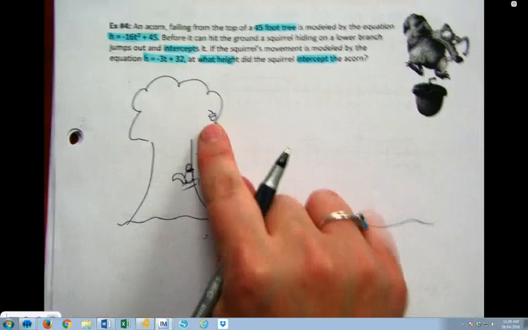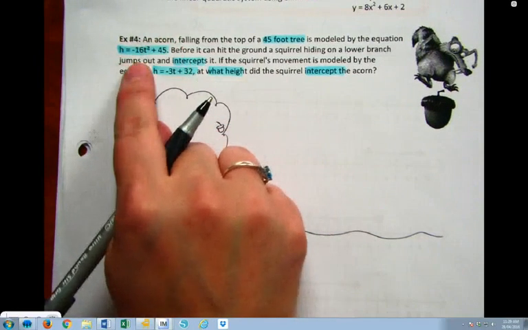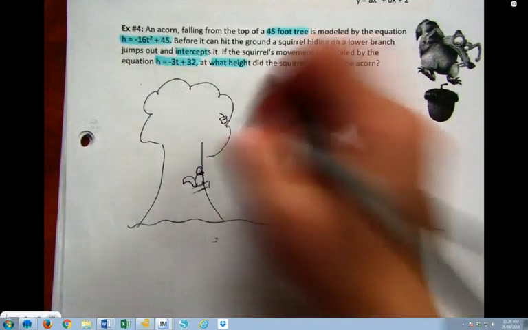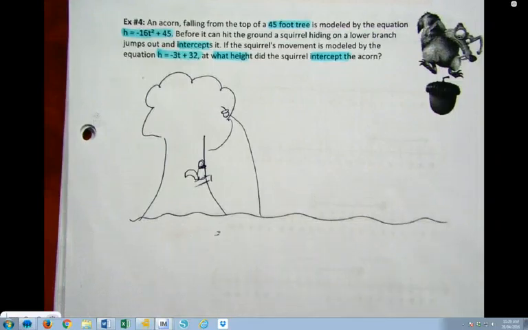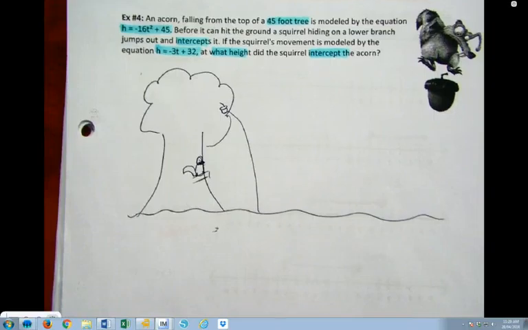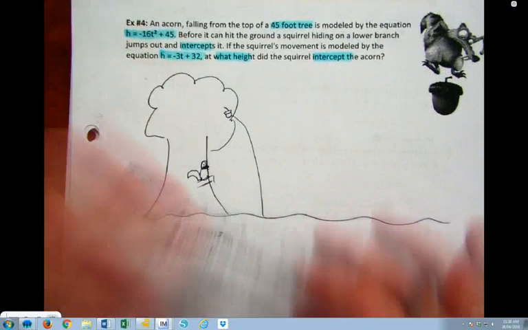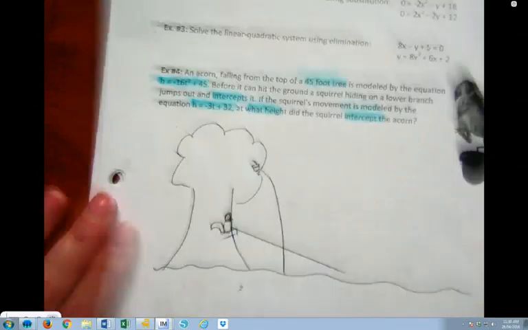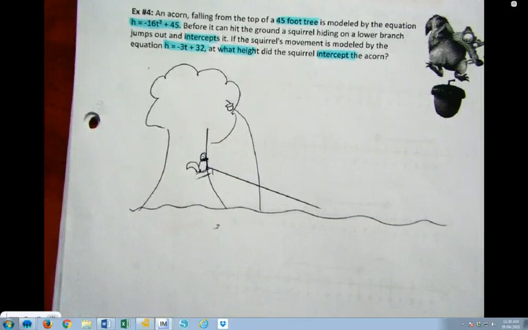Tell me about the movement of the acorn. So look at the equation. It's not falling straight down. Tell me about the movement of the squirrel. He's going as a line. Don't say straight line. Is the slope of the line positive or negative? So did he jump up or jump down? How do you know down? Because it's a negative slope. So he's something like this, arms out, trying to reach the nut.